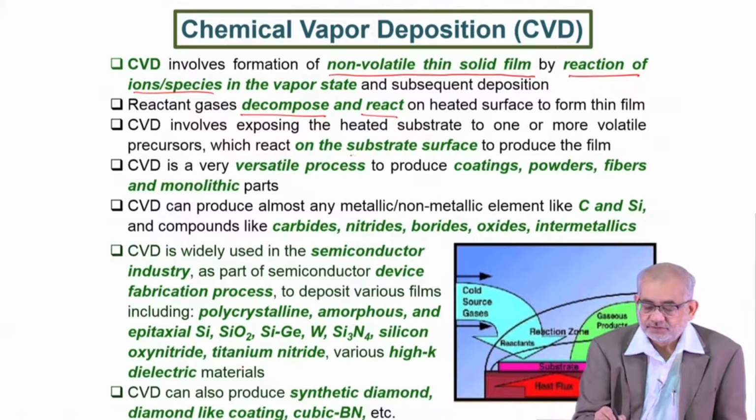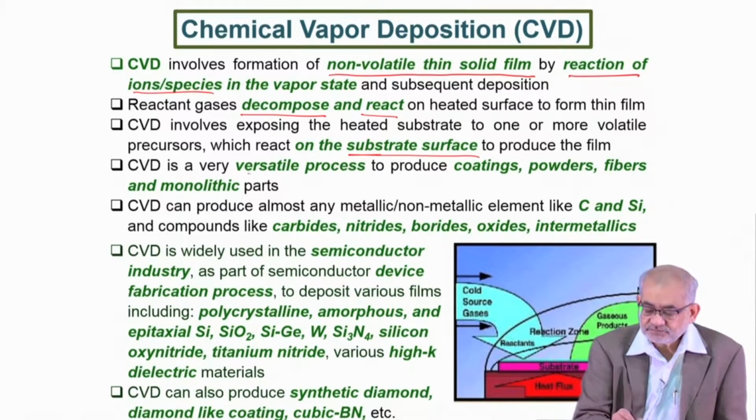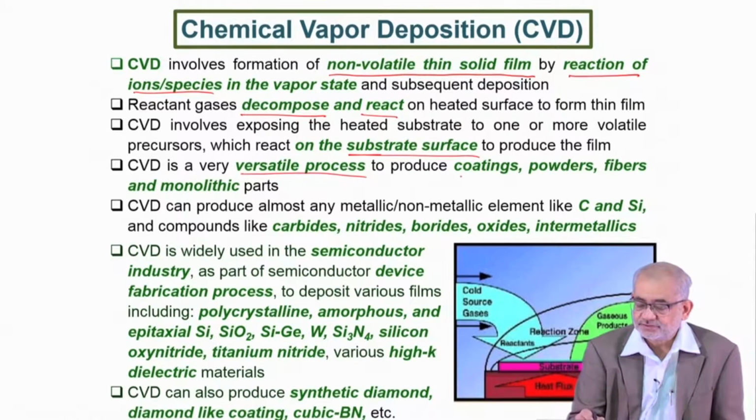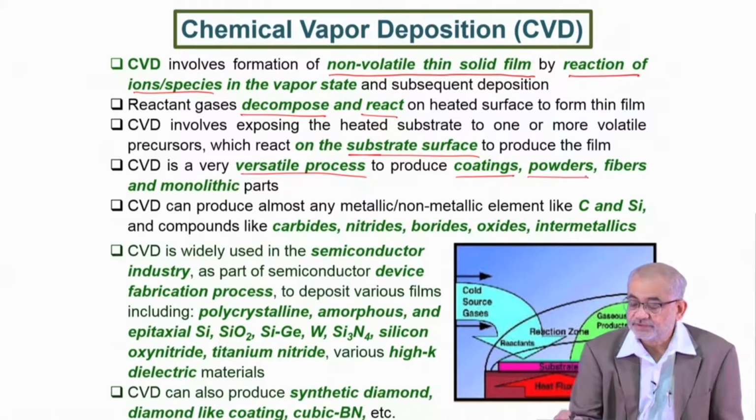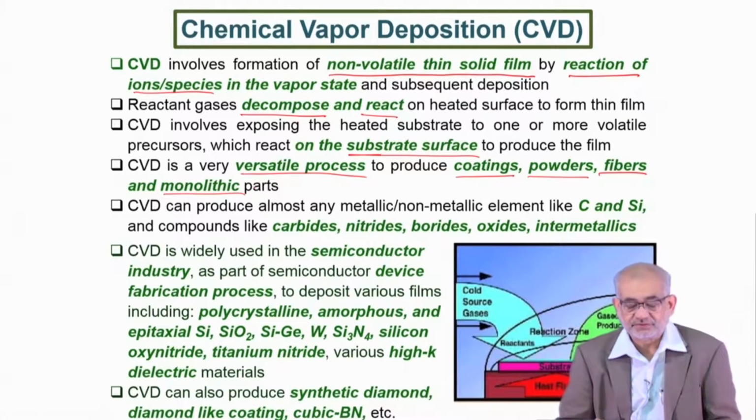So, the reaction that happens onto the substrate surface is very important, because this reaction makes the coating adherent. The substrate in this case acts as a kind of catalyst where the actual chemical reaction takes place. So, this is a fairly versatile process, because you can produce various kinds of coatings or films. You can make freestanding powders, fibers, the growth of very large aspect ratio fibers, or even self-standing monolithic parts can be produced.